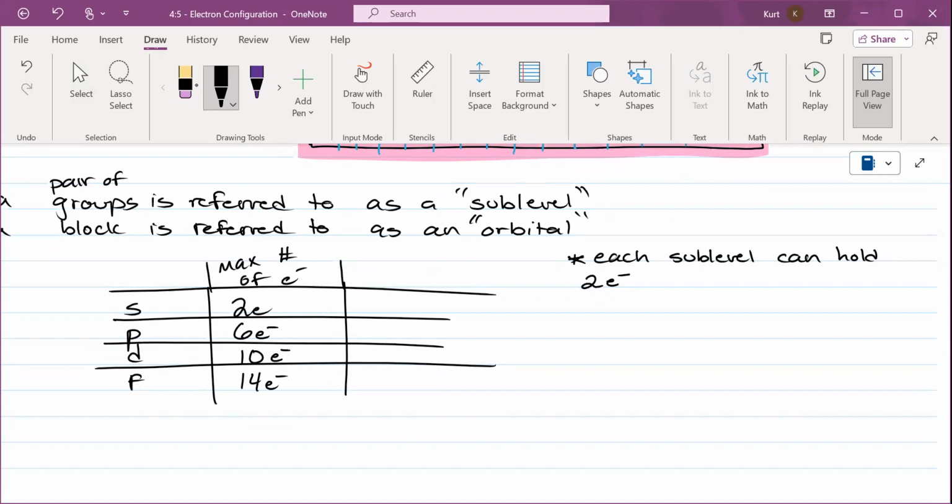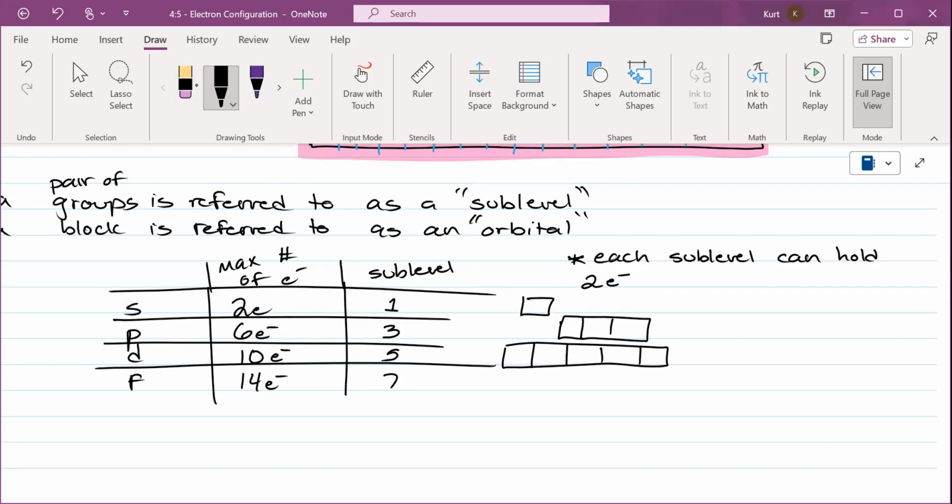So each sublevel has, we got 1, 3, 5, and 7. These little boxes I'm drawing are where you're going to actually write your electrons into to make these configurations. Again, I know this is as clear as really thick mud. It will get clearer and clearer as we go.